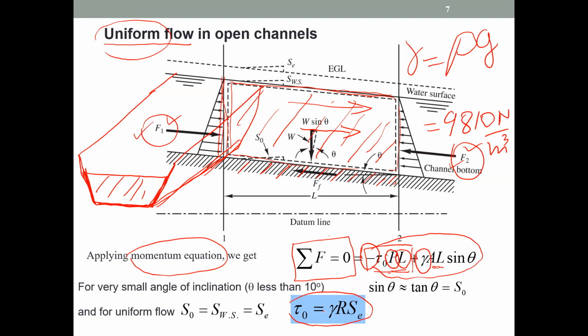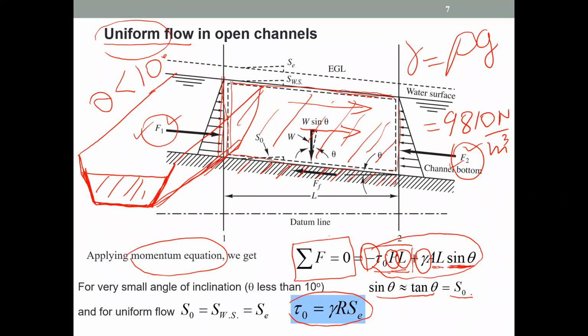The shear stress is equal to gamma multiplied by R, where R is the hydraulic radius, and sine theta. The sine theta comes from the weight component. We are talking about open channel flow. Normally, the gradient or slope of an open channel is very, very small. In mathematics, you know that if this theta is normally less than 10 degrees, you can say sine theta is approximately equal to tan theta.